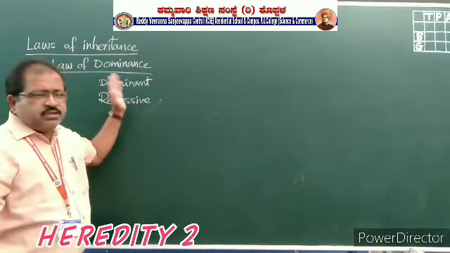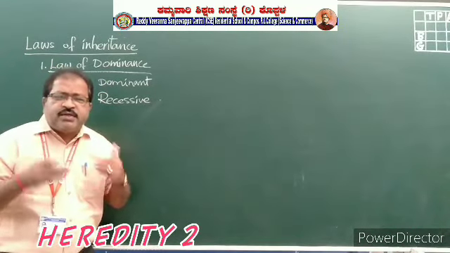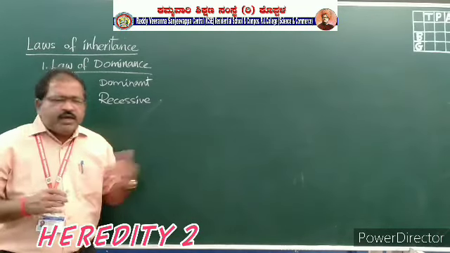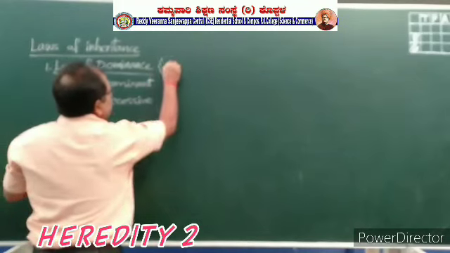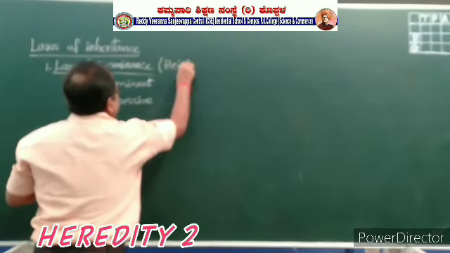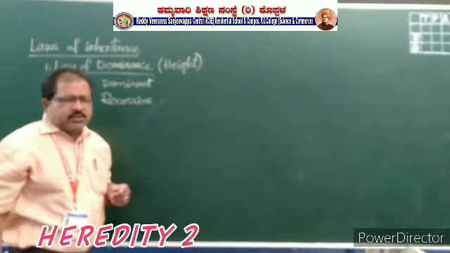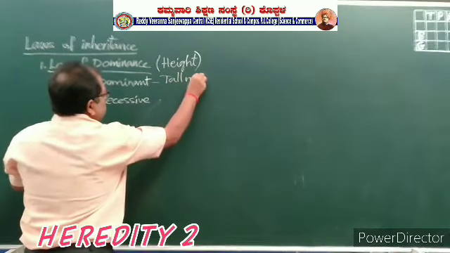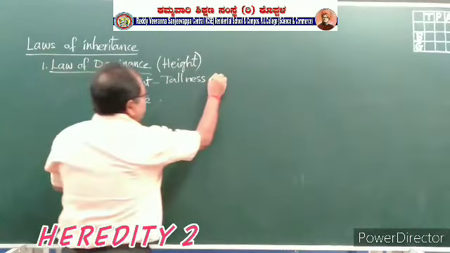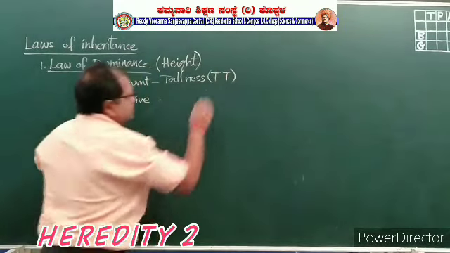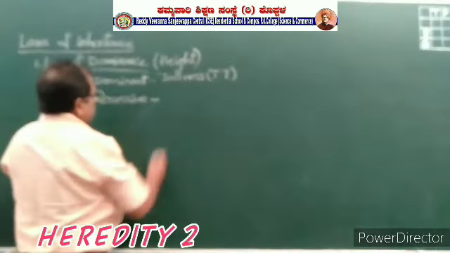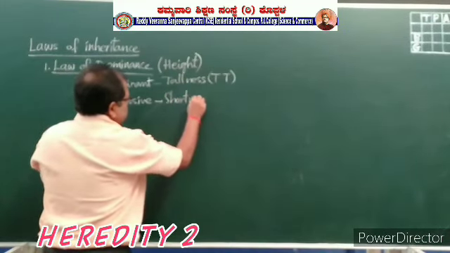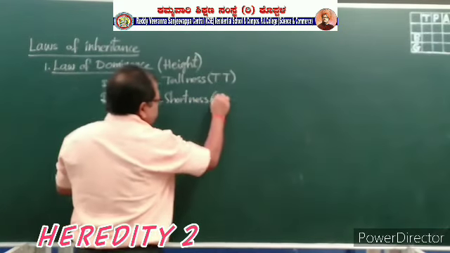So, let us see this. In this, the dominant character is always expressive and a recessive character is always suppressive or inexpressive. Suppose you take the height of the plant as a character. There are two characters for the height of the plant. One is tallness, indicated with the capital T. Another one is recessive, that is shortness, indicated with the small t.